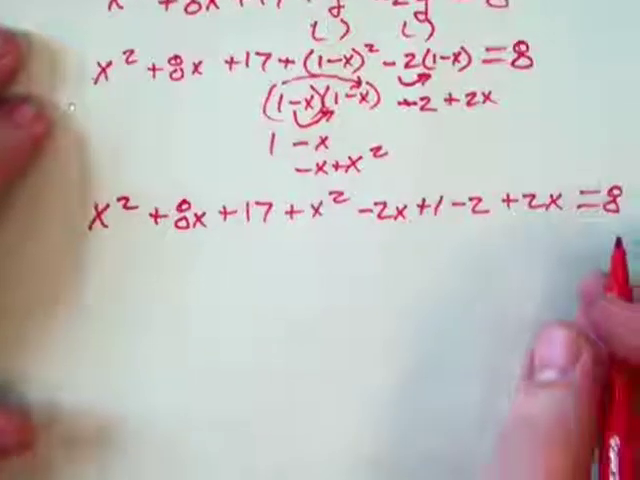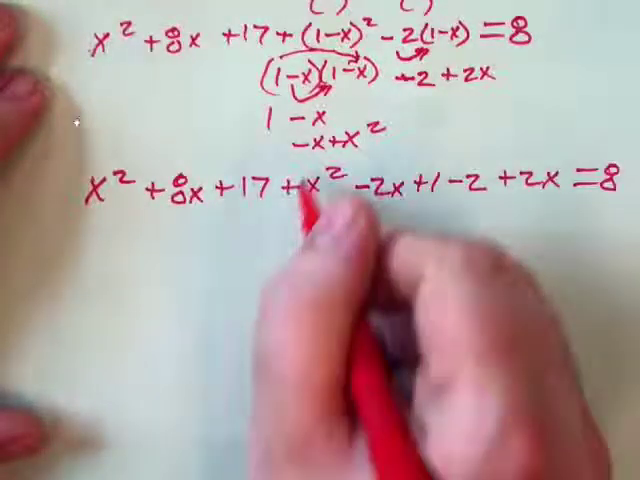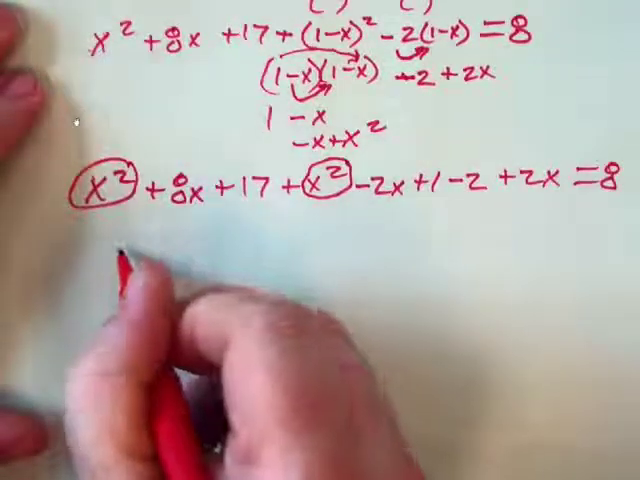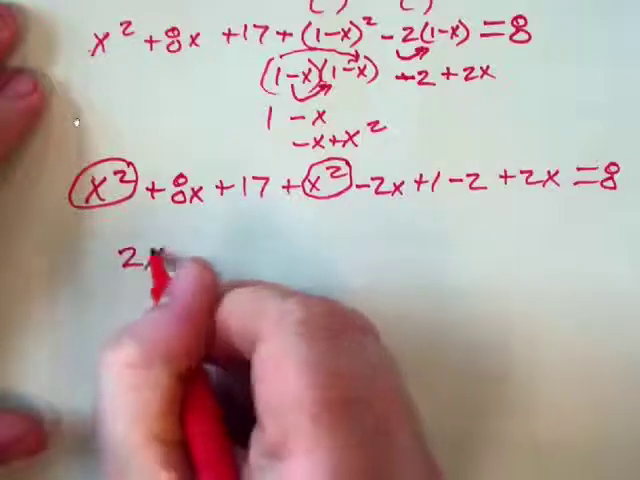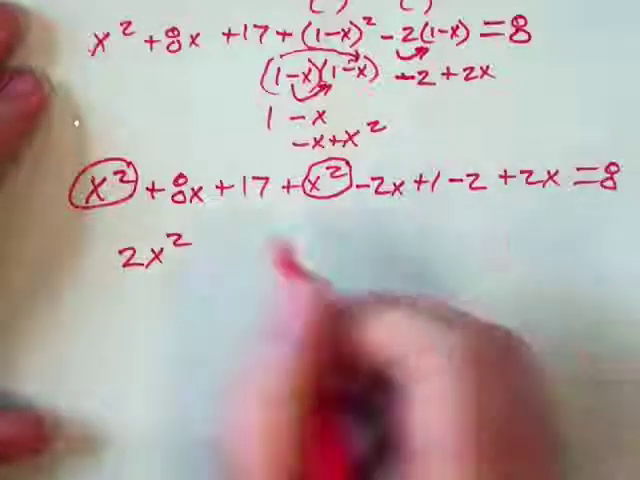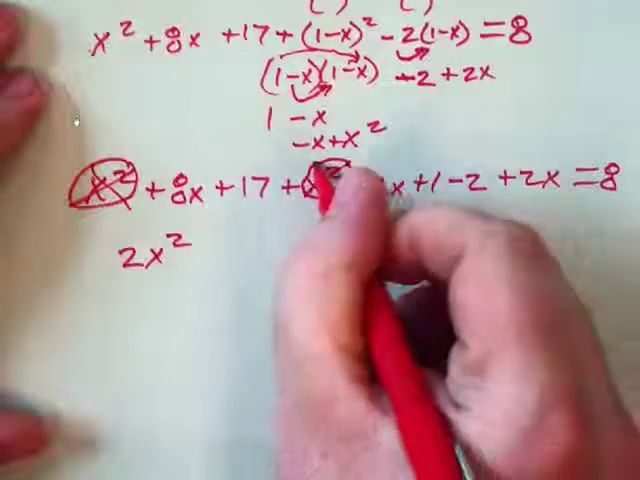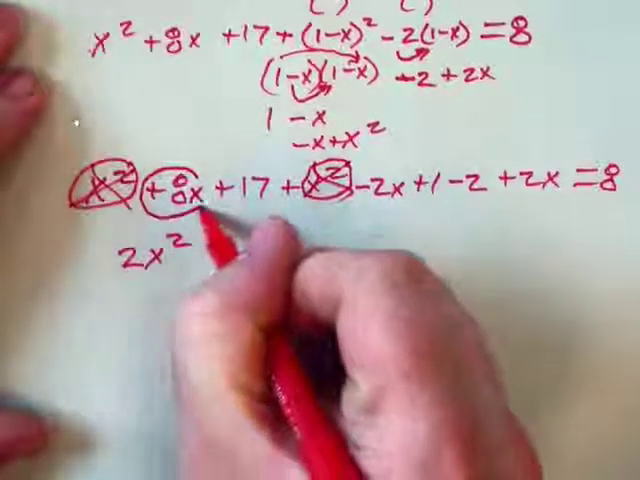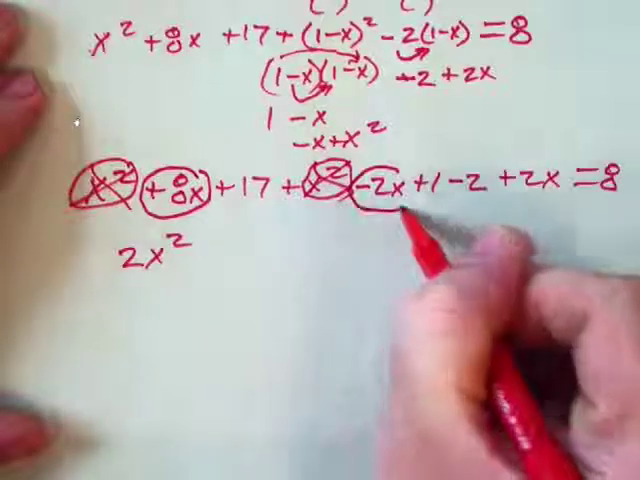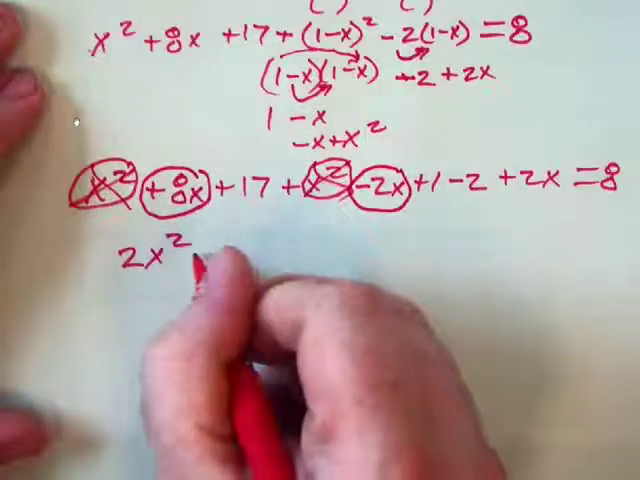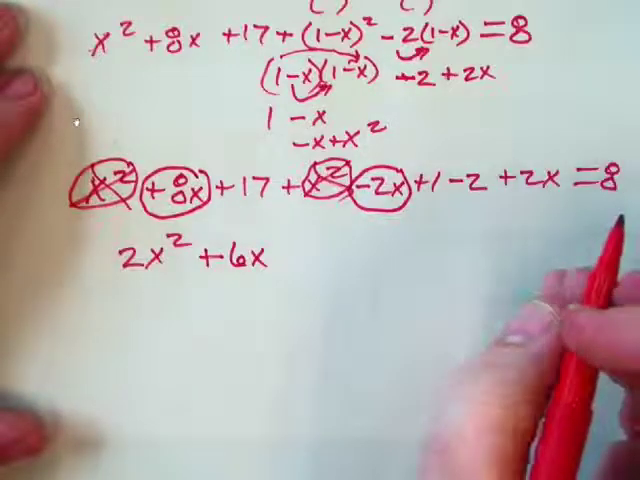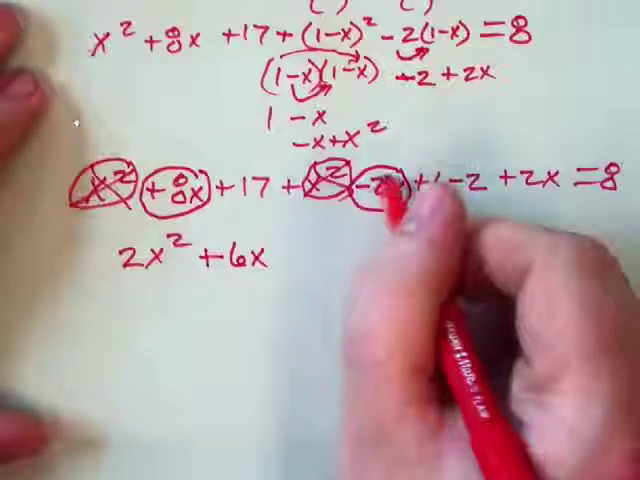Well, that just seems to get worse and worse and worse, doesn't it? Don't let it fool you. Okay, now we have an x squared and an x squared. We're going to put those together. We've got 2 x squareds. Okay, so now those are done. Now we have an 8x with a negative 2x, so that gives us plus 6x. Okay, so now those are done.